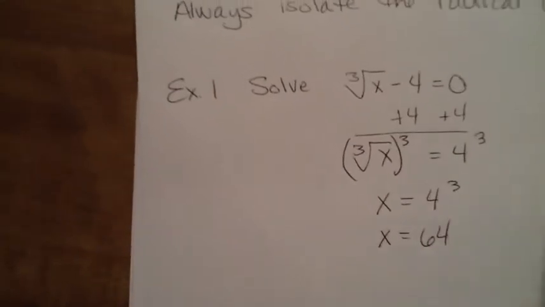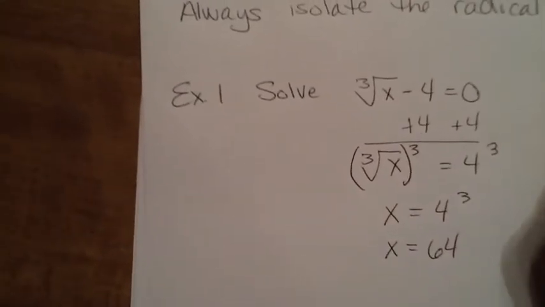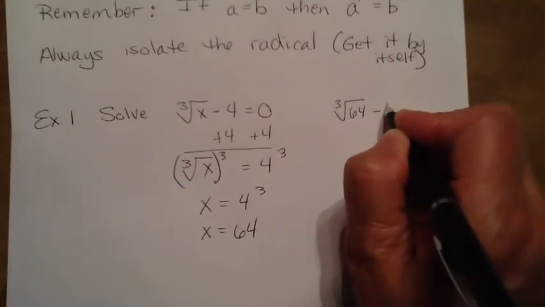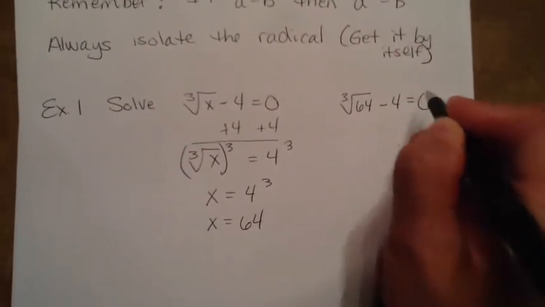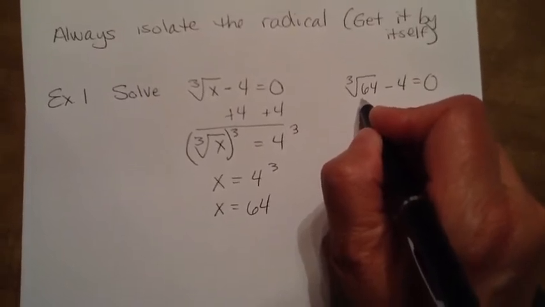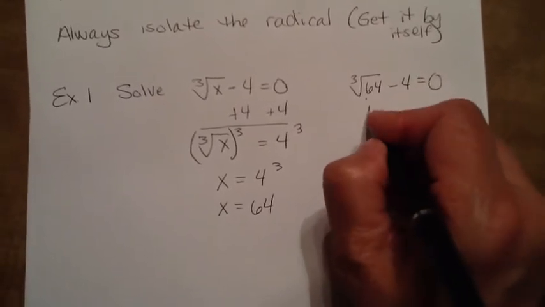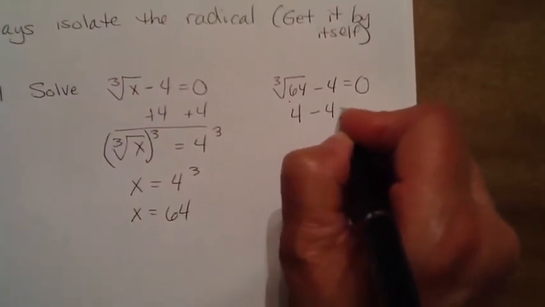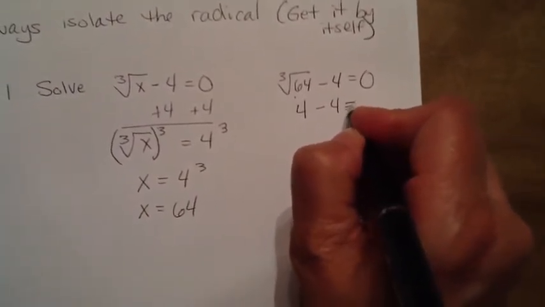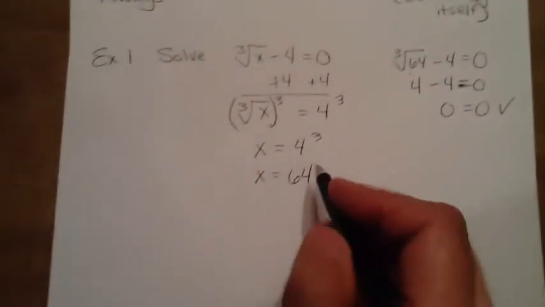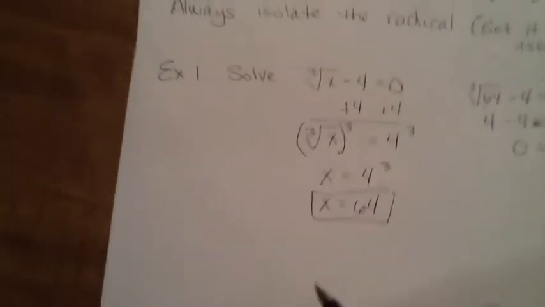Now you should always go back and check the cube root of 64 minus 4. Does that equal 0? Well, I look at my perfect sheet, or I can check this on my calculator. The cube root of 64 is 4. So what is 4 minus 4? 0 equals 0. It checks out. So this is the correct answer.